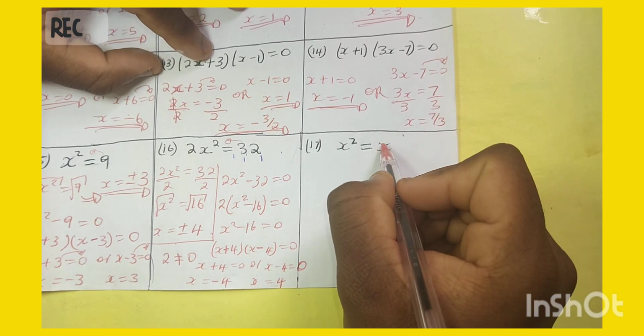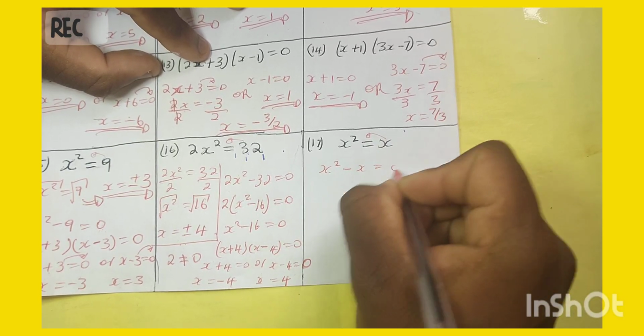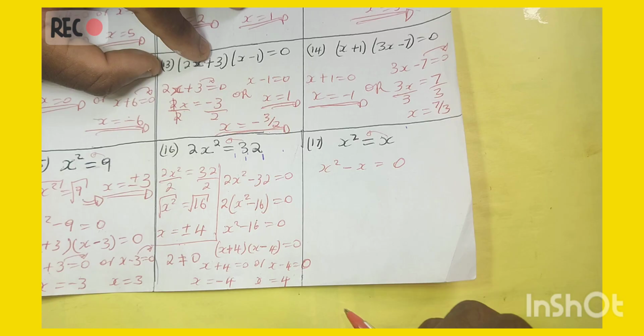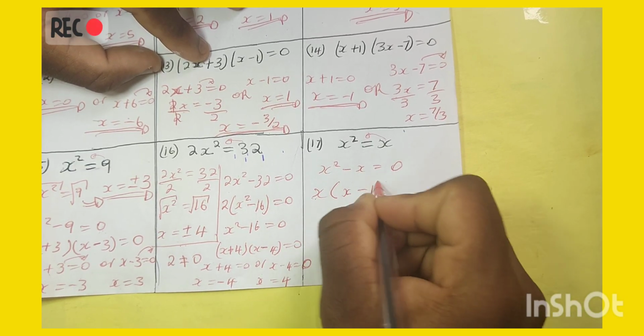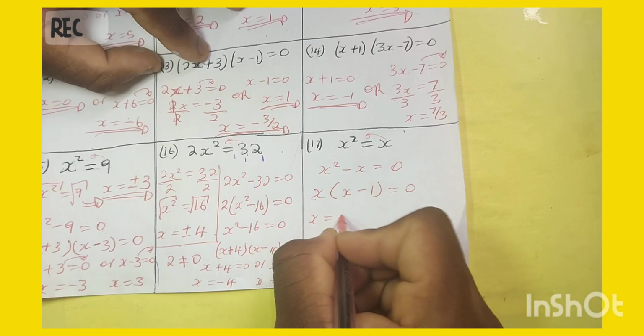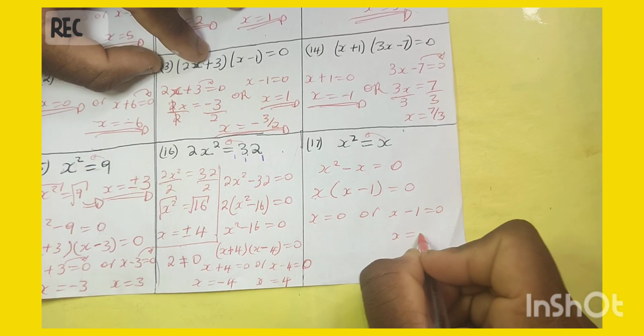This one, obviously, you should take this thing to the other side, so that it will be minus 0. Then you factorize this, take a common factor. This divided, it's x, this divided, it's 1. Meaning now your first answer is 0, and the second answer is positive 1.